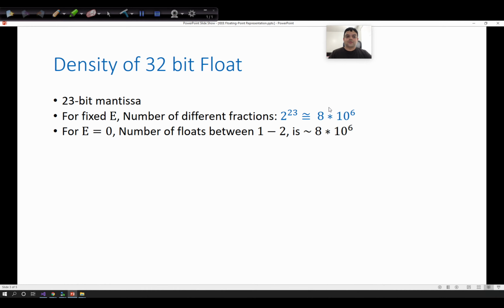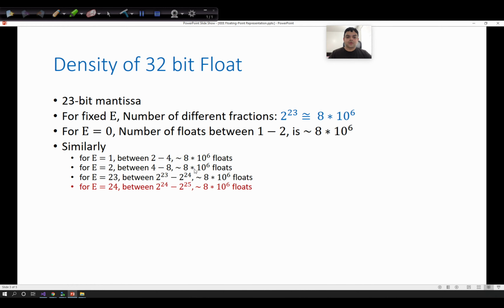Now what this means is, when e is equal to 0, the number of floats between 1 and 2 is approximately 8 into 10 to the power of 6, which is quite a lot. Now let's see what happens similarly when e is equal to 1. When e is equal to 1, the floating point numbers that we can represent are between 2 and 4. And we still have 8 into 10 to the power of 6 floats to represent all the floats between 2 and 4. Similarly, between 4 and 8, we still have 8 into 10 to the power of 6 floats to represent them.